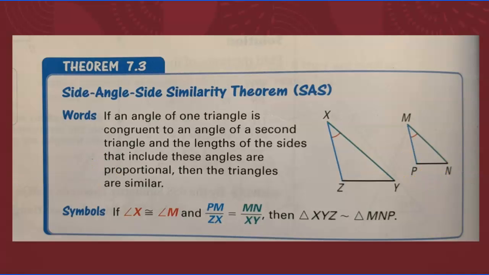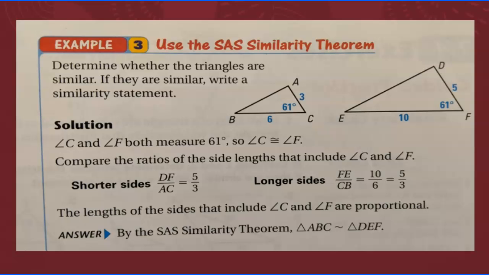Let's take a look at how this works. So we have to determine whether the triangles are similar, and if they are, write a similarity statement. So you have a couple of checks or a couple of boxes you have to check here. The first one is, do I have a congruent angle? Well, they've given us that information, and 61 is the same for C and F. So I can check that box off.